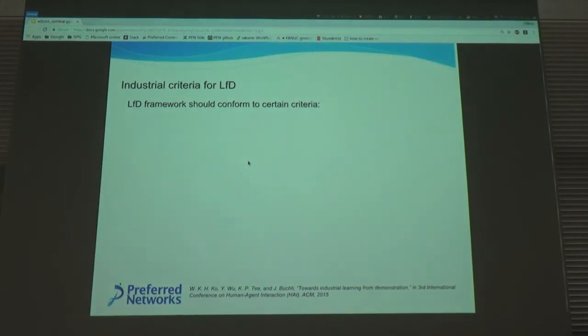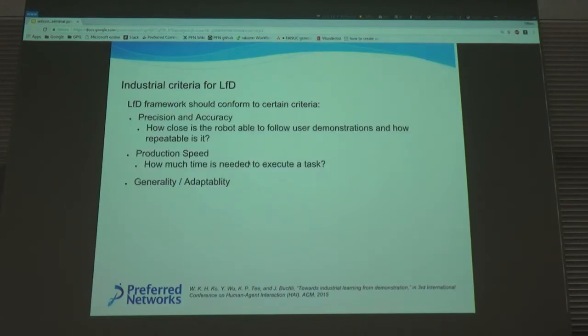Assuming that this trend will go on and that learning from demonstration will become more and more important, we need to consider what makes these kinds of algorithms actually useful in industry. A lot of work has already been done on learning from demonstration, but not all of it is readily applicable in industry. So I thought about what the requirements are for these algorithms to conform to, and most of these are actually pretty straightforward.